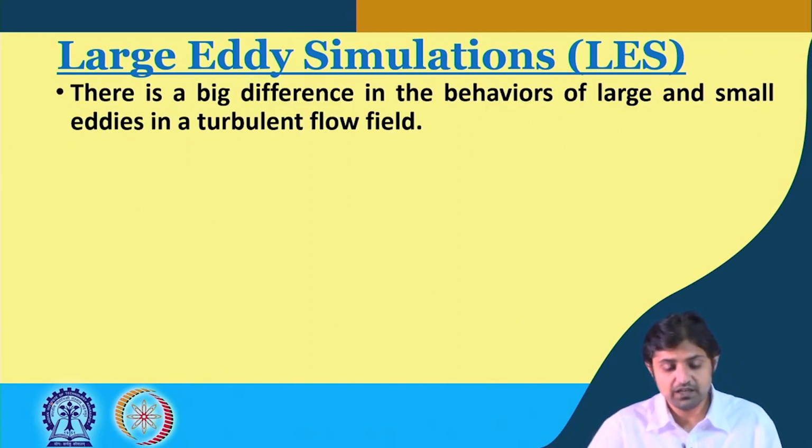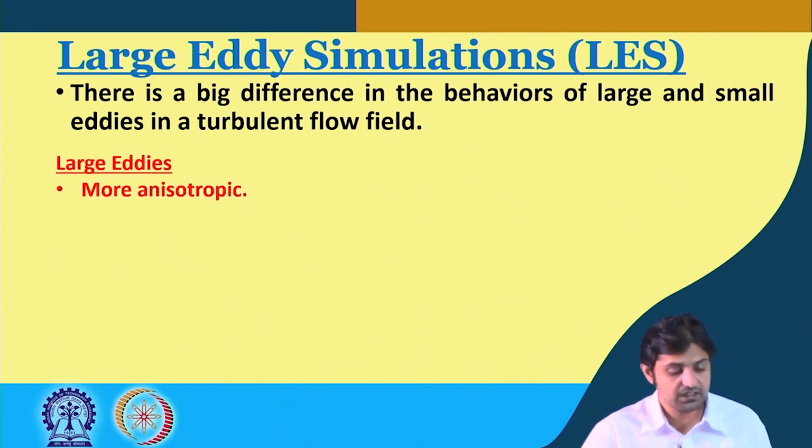So, there is a big difference in the behaviors of large and small eddies in a turbulent flow field. We were talking in DNS about the length scales, right? We said that there will be vortices or eddies that are as big as the length of the flow. There will be eddies at the time of dissipation of heat that will be very small, let us say of the order of 10 to the power minus 5 or minus 6, which also means that there is actually a big difference in the behavior of these eddies, right? Large eddies will have a different behavior and small eddies will have a different behavior.